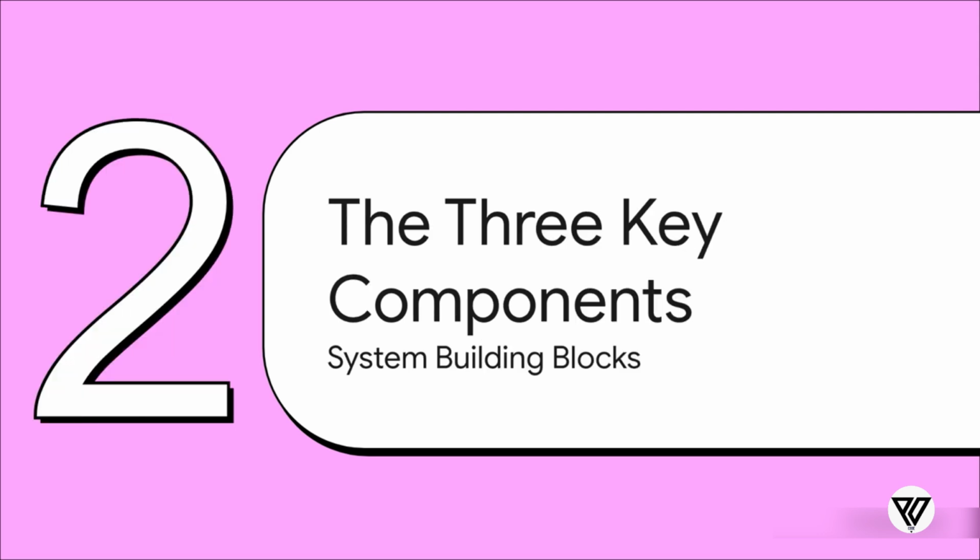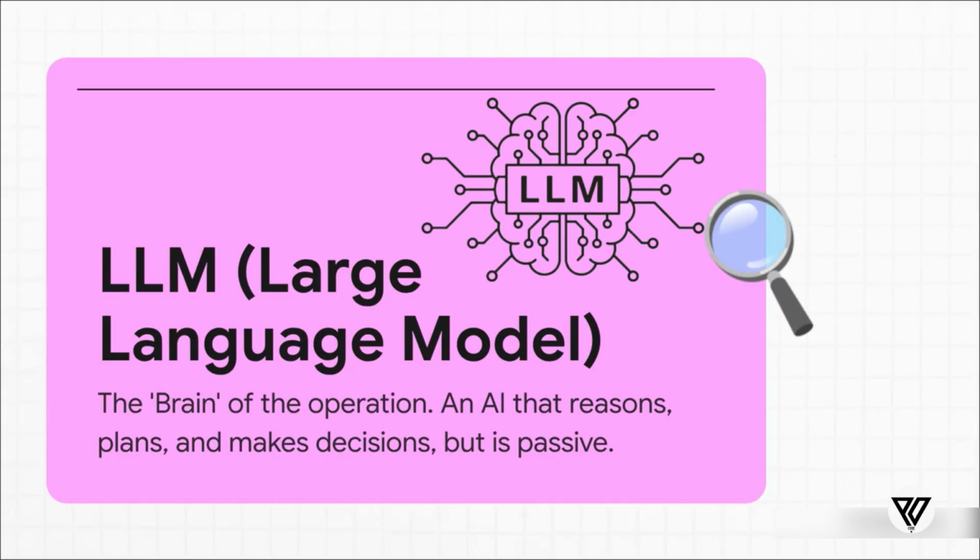To really get how this works, we need to pop the hood on this new engine. Now, at first glance, it might seem a little complex, but you'll see it's built from just 3 fundamental parts. Let's break them down, one by one. First up, we've got the large language model, or LLM. This is the brain of the whole operation. It can process millions of data points from a network, understand the context, and then come up with a multi-step plan to achieve a goal. But here's the catch. On its own, it's all thought and no action. It's a brilliant strategist with no soldiers to command.